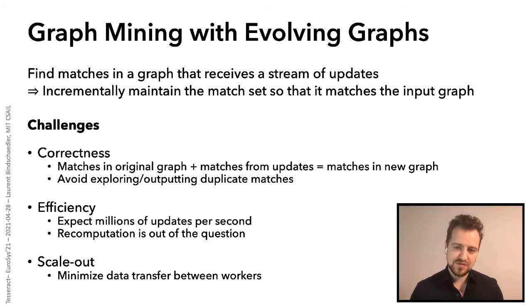Designing systems for graph mining with evolving graphs introduces a new set of challenges. First, we need to make sure that the system is correct. That is, it shouldn't miss any matches and shouldn't produce duplicate matches. Second, we need an efficient system that can support thousands to millions of updates per second. And we always want that system to be able to maintain the results in near real time, that is, somewhat interactively. In particular, that means we can't afford to recompute entirely on the whole graph after each update. Finally, in order to scale out, we need to minimize the amount of synchronization and data exchange across workers.